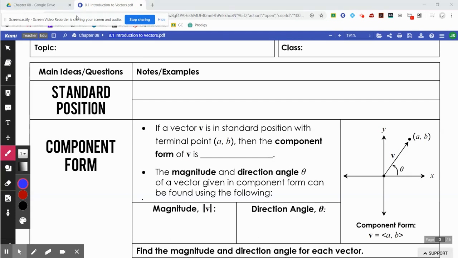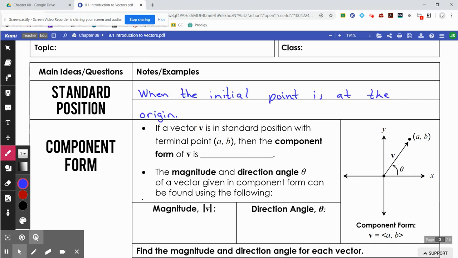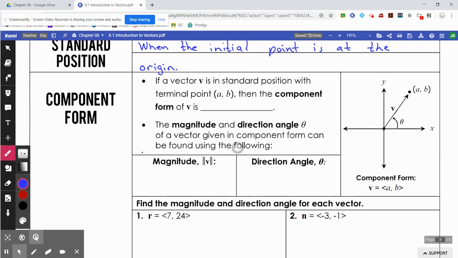In this video, we're going to start talking about the graphs of vectors. Let's start by talking about what we mean by standard position. Standard position is when the initial point of your vector is at the origin. It's much easier to work with vectors graphed in standard position, and honestly, it's going to look a lot like an angle in standard position that we've been graphing for the past couple of chapters.